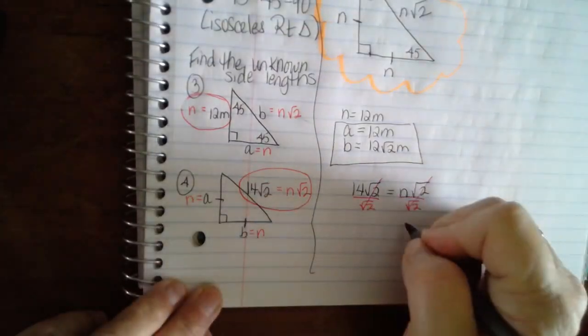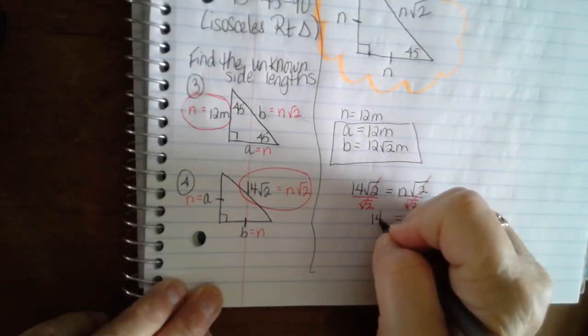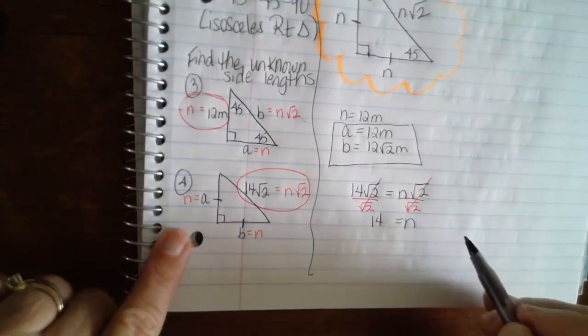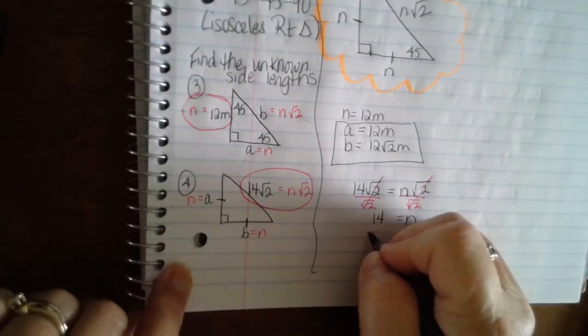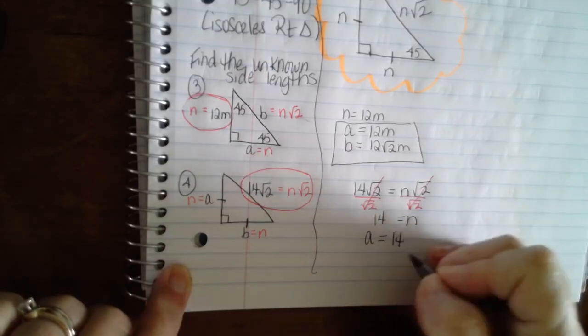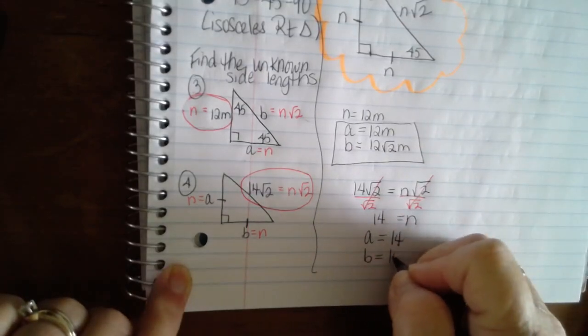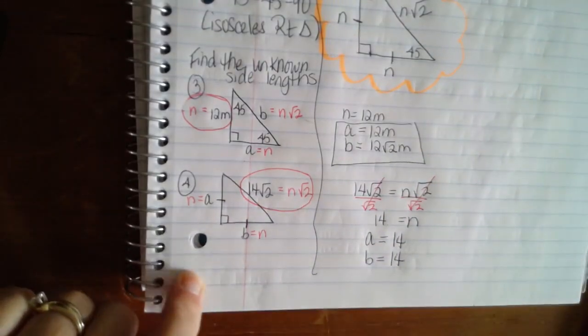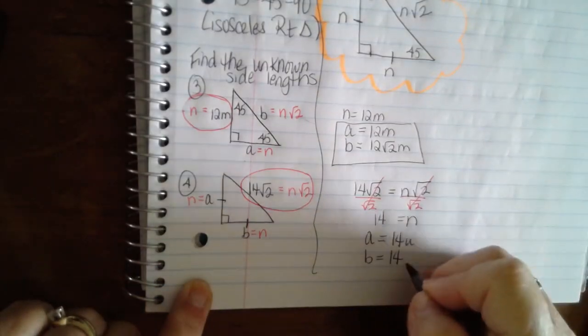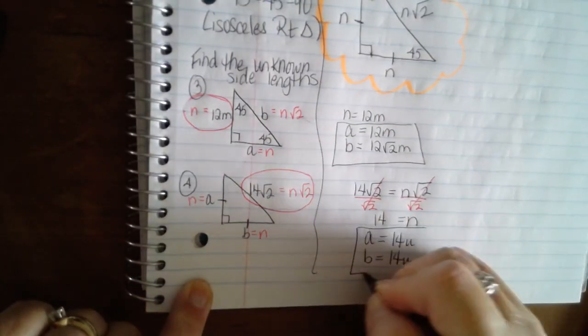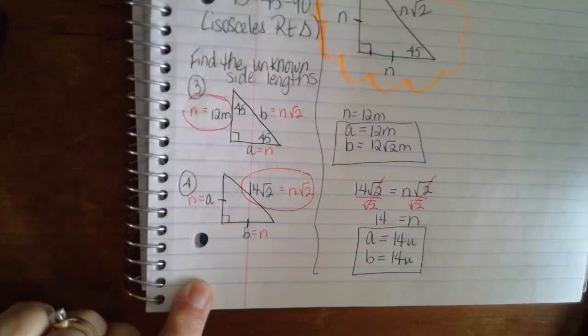And then what do I get? I get n is 14. Once I know n is 14, I can plug that in for a and b, which means a is 14 and b is 14. Now, since they don't give us units on this, we're going to just put a u. And there we go for those.